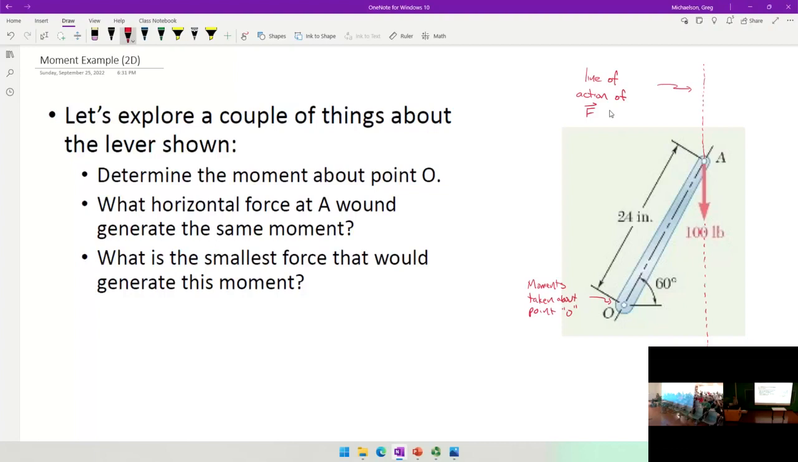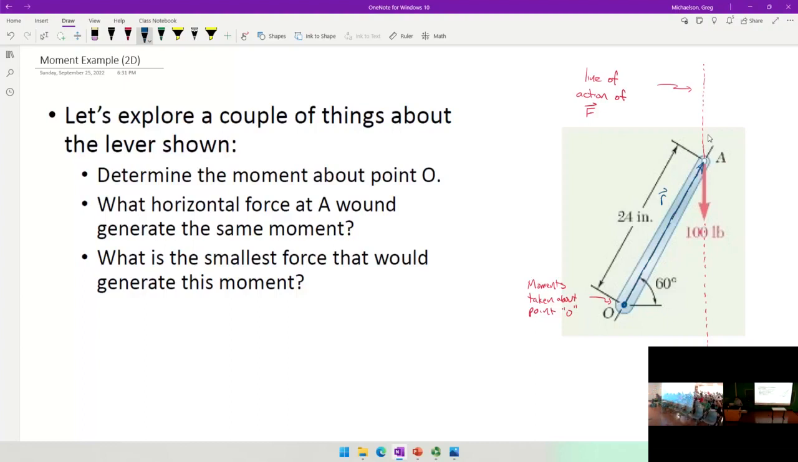Okay, now, as we remember, in order to compute a moment, we need an R and an F, okay? In order to compute a moment, we need an R vector. R is defined as from the point in question to the line of action. And so for the sake of our initial computations, I'm going to say that this is R. So that's just the vector from point 0, or from point naught, to point A, we're going to call that R. So we need to define these vectors.